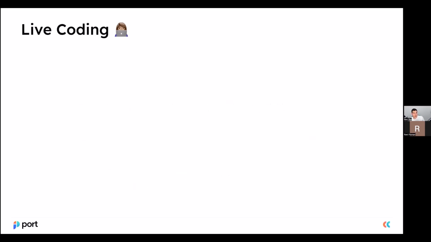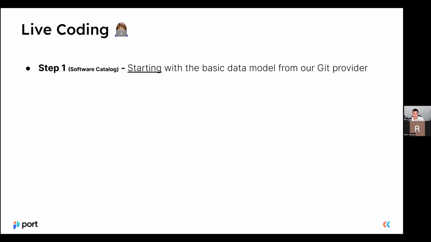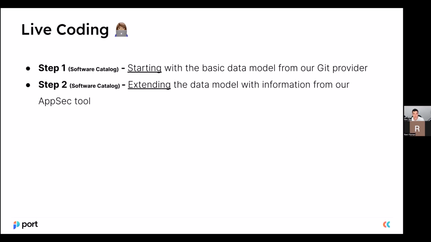And so with that, now we're going to go to the live coding session, which is where we'll actually see all of this taking place in practice. So the first step, we're going to start with a basic data model provided by our Git provider. All of that is already set up in the Port instance that I'm going to show you. But after that, we're going to start building on top of that and adding more information. So the second step is going to be to extend the data model with information from our application security tool. And we're going to see how we make that addition very quickly and very efficiently with just one step.